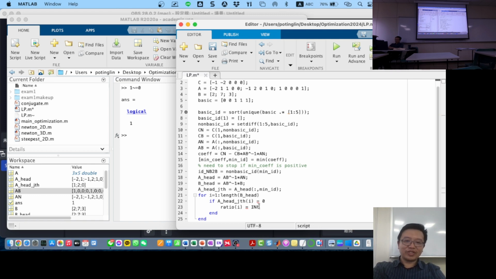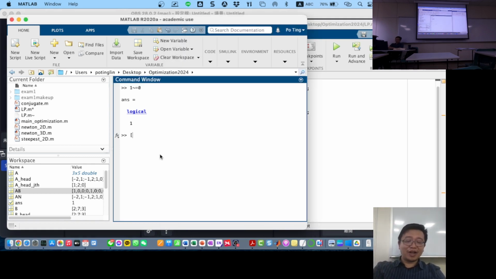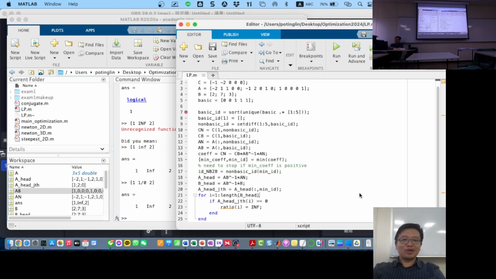Or just make it infinity, because it is supposed to be infinity. Is that good? Let me see. If I say 1, infinity, 2. Oh, yeah. Okay, so MATLAB can handle infinity. So how about this? Okay. So if MATLAB can handle infinity, then it's fine. We don't even need to do this check.